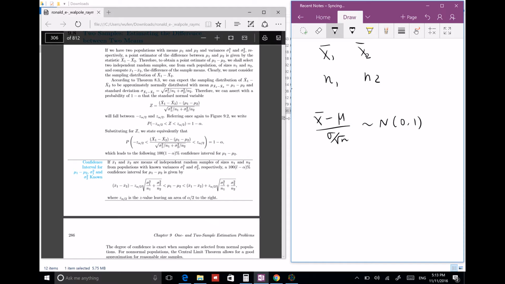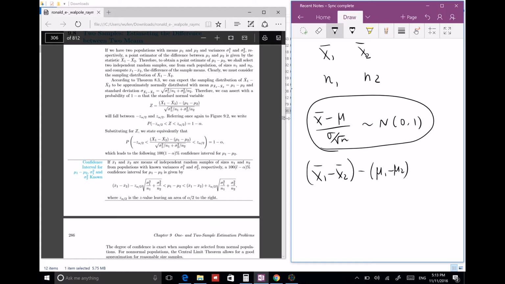So you get x1 bar minus x2 bar, which is the difference between the sample means, minus mu1 minus mu2, over the square root of sigma 1 square over n1 plus sigma 2 square over n2. The previous one was for one sample. This one upgrades to a standard normal distribution.